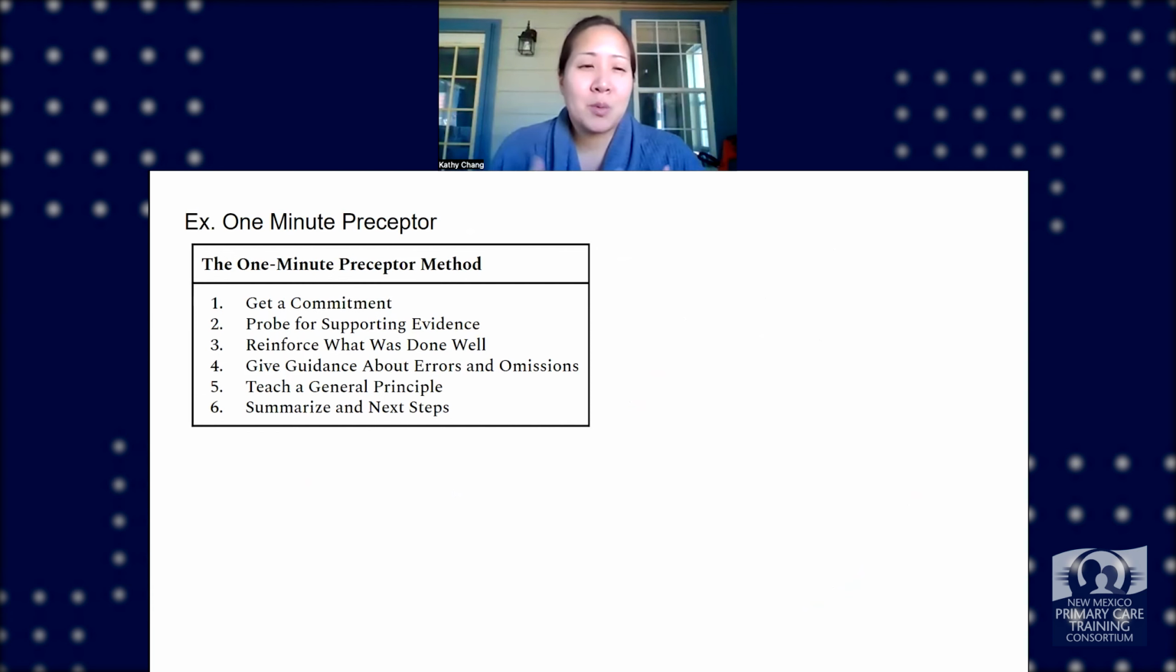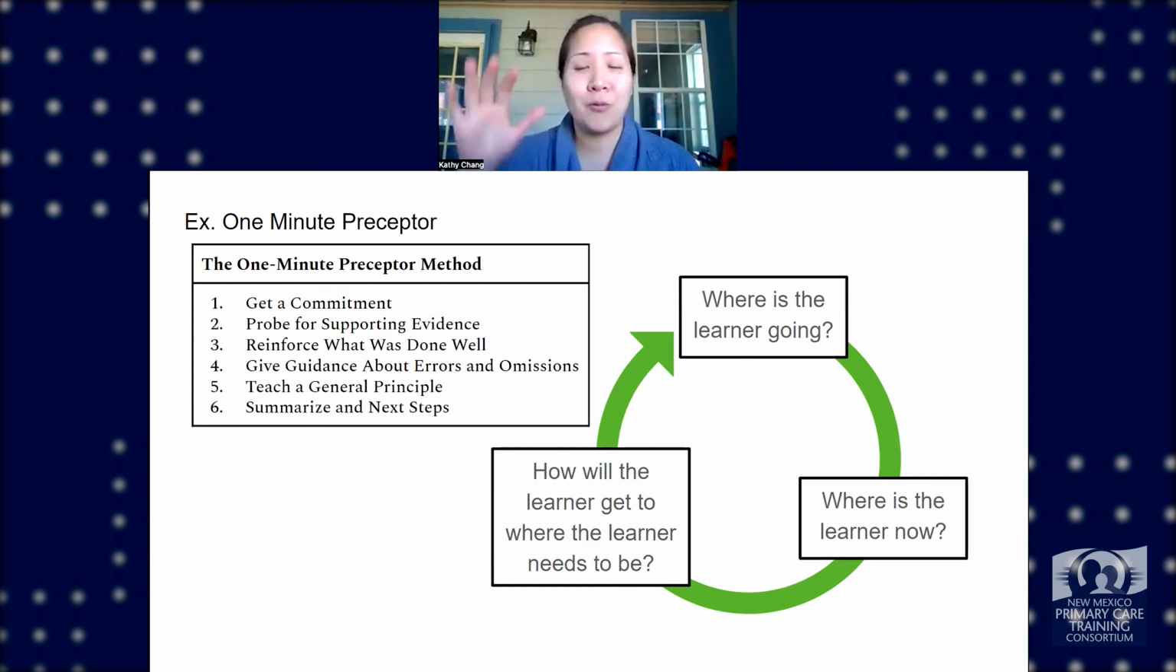This one I like because, one, again, it's simple, right? So one, it's just about getting commitment from the learner, probe for what supporting evidence they have for that thought process, and then reinforce what they did well, help with any things they missed, or things that need corrected. And then the idea being to teach a general principle. And then we summarize and say, all right, what are the next steps going to be? What are your next action steps? And so it follows this same pattern, right? Where is the learner going? Where is the learner now? And how do I help the learner get to where the learner needs to be, right?